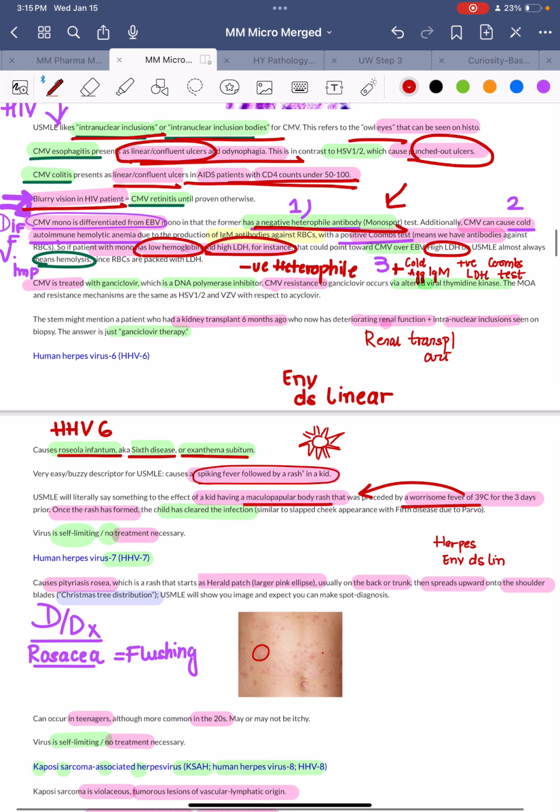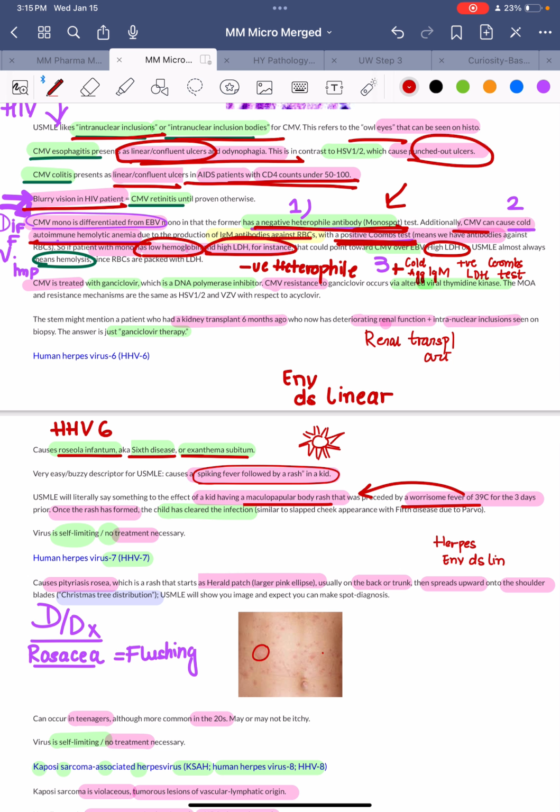So how are you going to diagnose CMV mono? For this, you are going to have a positive Coombs test. After you have ordered the EBV monospot or the heterophile antibodies, and they are negative, then you can also order a Coombs test. If the Coombs test is positive, it means that it's possible that the patient has CMV, because CMV infection is known to cause autoimmune hemolytic anemia, in which IgM antibodies are present against the RBC. So the Coombs test is going to be positive. That will confirm that it's possible that the patient is developing CMV mono, right?